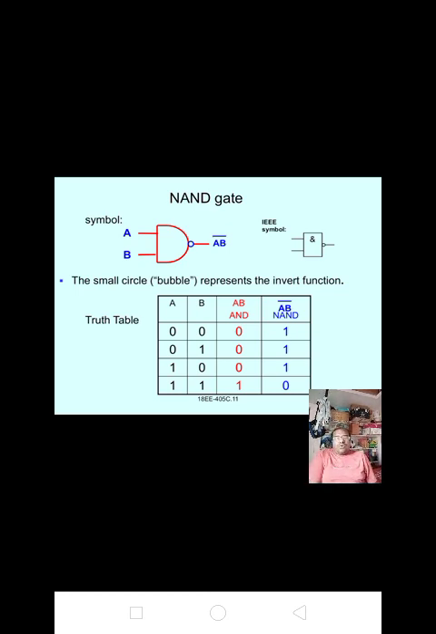Now the small circle, that is the bubble, represents the invert function. The truth table for the NAND gate is also given here.